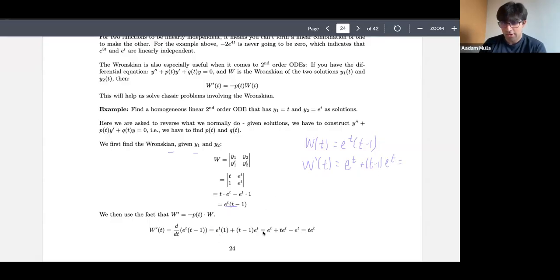We can do this actually done right here, right? The algebra tells us that this simplifies to t e to the t. Okay, so we have w prime of t and we have w of t. Now we're going to take that and plug into this equation. So what's that going to look like?